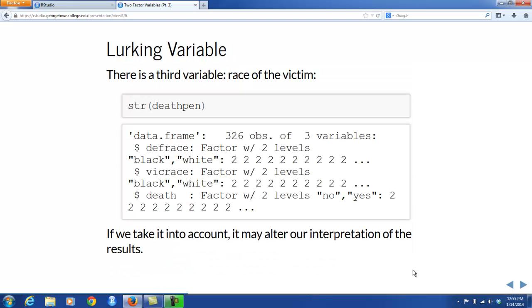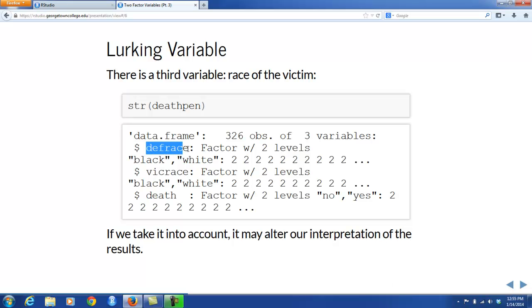Now, things get a little stranger still if you look at the third variable that's available in the data frame. It's a lurking variable in the sense that we haven't considered it yet. This is a factor variable, race of the victim. So just to lay it all out for you here, I've got the structure of deffpin for you, and you do see there are three variables.